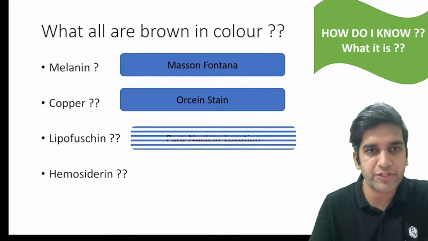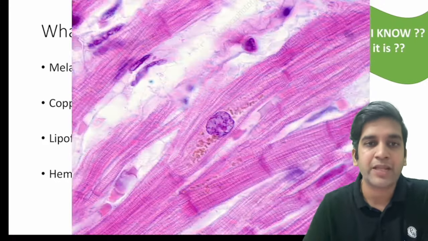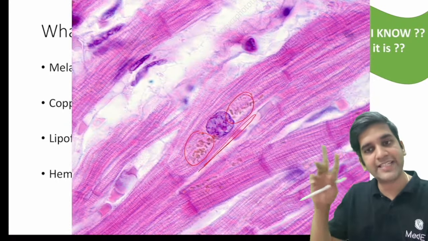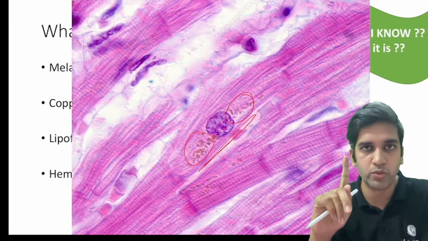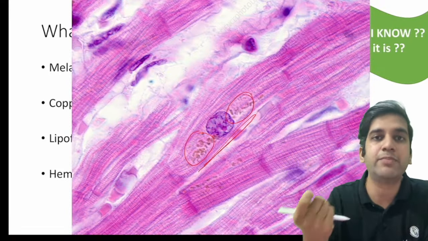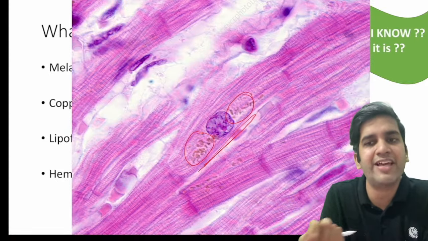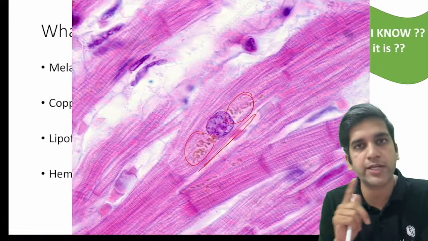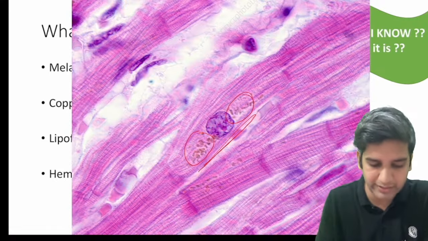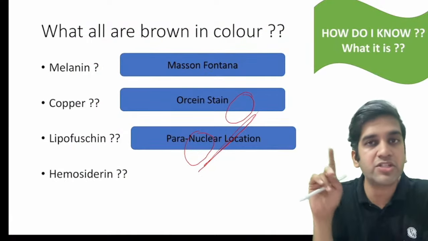Perfect. Lipofuscin, I generally don't have a stain. Lipofuscin is identified by location. When you have a brown color pigment which is paranuclear in location, on either side of the nuclei, that's the first clue. Second, an elderly person without any symptom, because lipofuscin is a wear and tear pigment, right? So paranuclear location, think of lipofuscin. There is a stain for lipofuscin also, but I don't want you to remember that, right? Because it's not pathogenesis, right? What's the stain for hemosiderin?